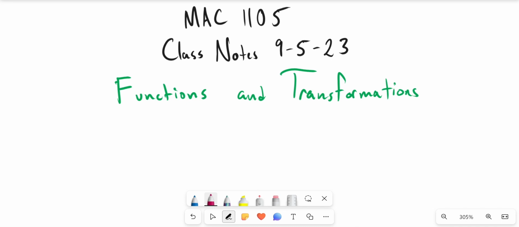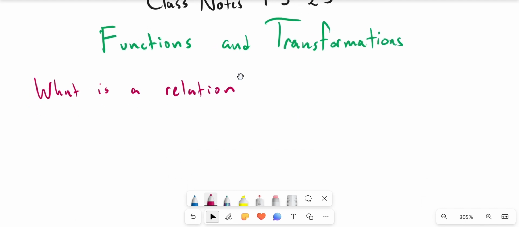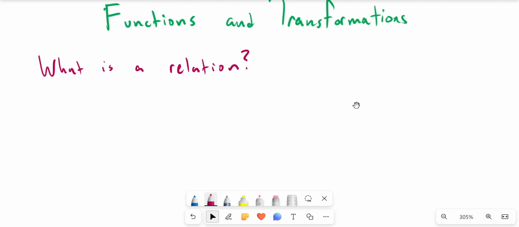Good afternoon, class. This is going to be a lecture for college algebra on functions and transformations of functions. Before we begin, we're going to have to talk about what is a function. And to do that, we'll have to talk about what is a relation, because a function is a kind of relation. It's a special kind of relation that fulfills a certain property. So what is a relation, first of all?